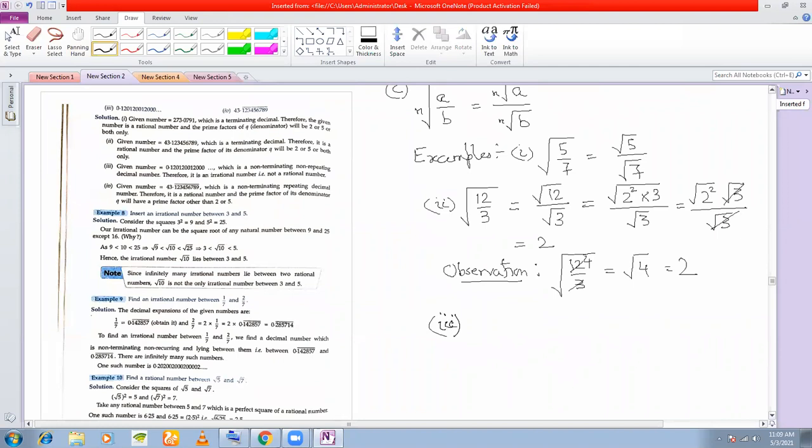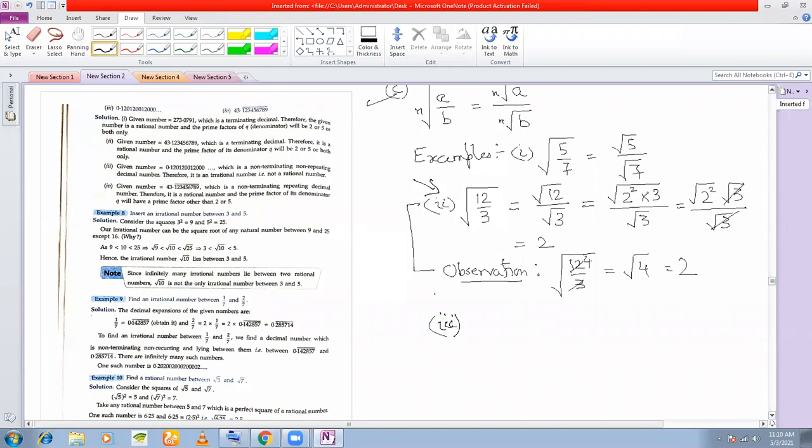A student asks: if in the exam we just cancel 12 by 3 and write 4 and then 2, will the sum be marked as wrong? No, it will be correct. I have shown you both ways. Why I have shown you this way is only to show you this property. Okay. You can do it either way.